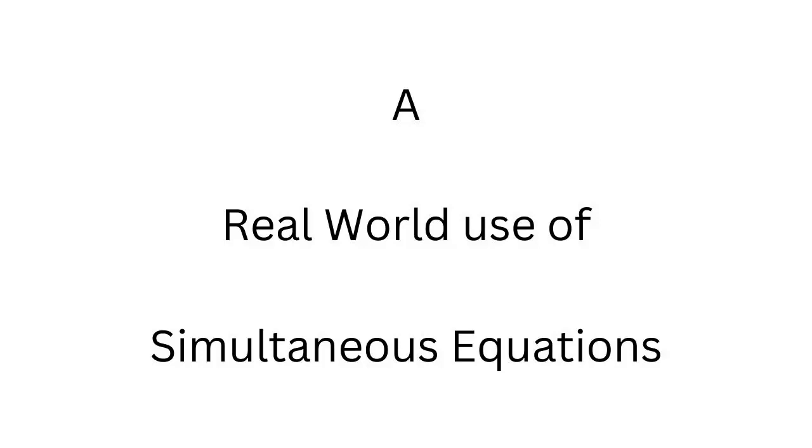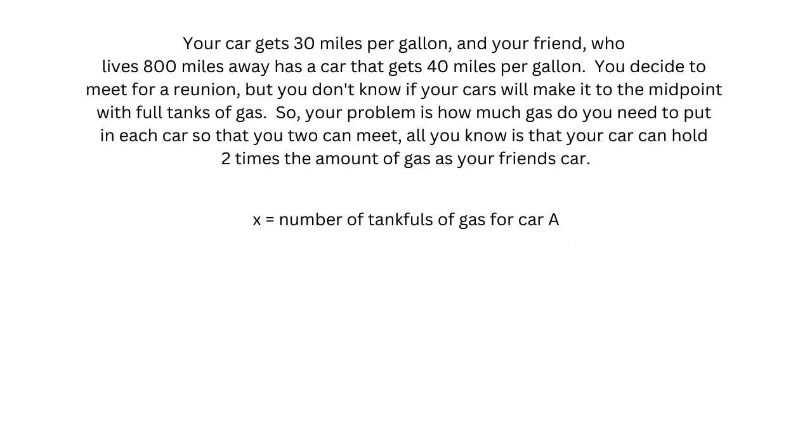A real-world use of simultaneous equations. Let's consider a real-world example. Your car gets 30 miles per gallon, and your friend, who lives 800 miles away, has a car that gets 40 miles per gallon. You decide to meet for a reunion, but you don't know if your cars will make it to the midpoint with full tanks of gas.